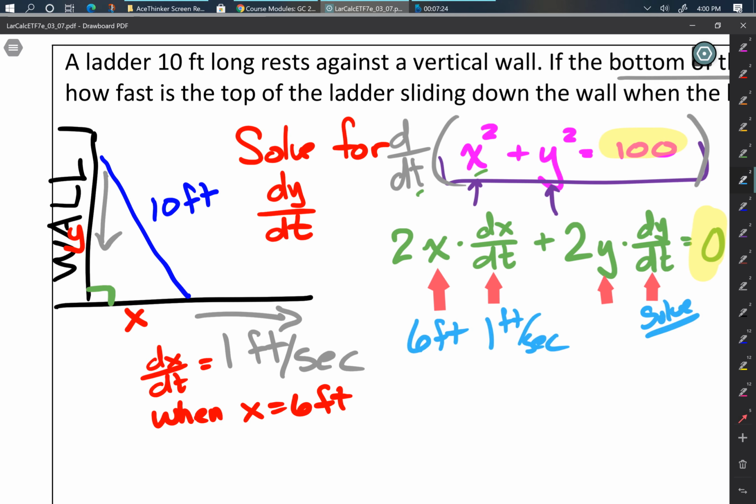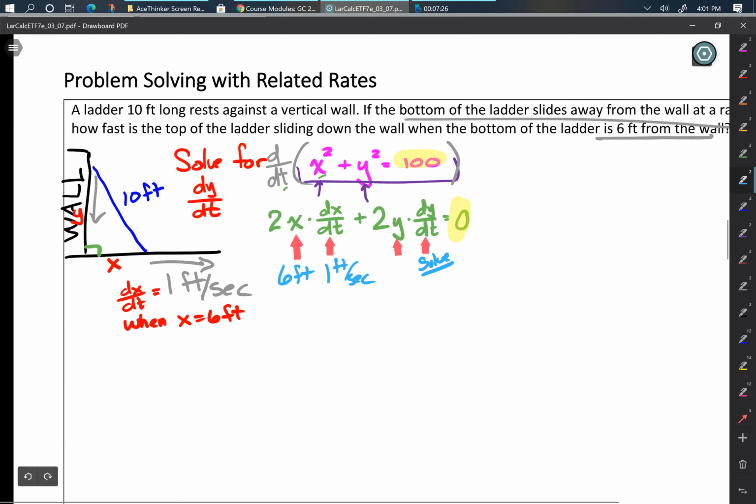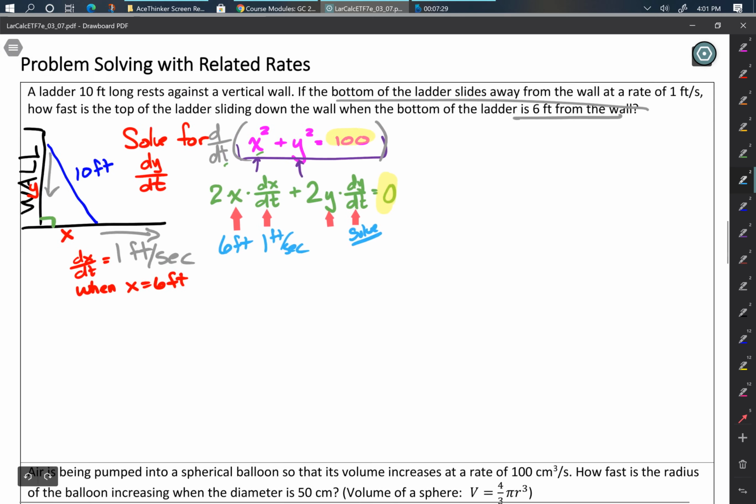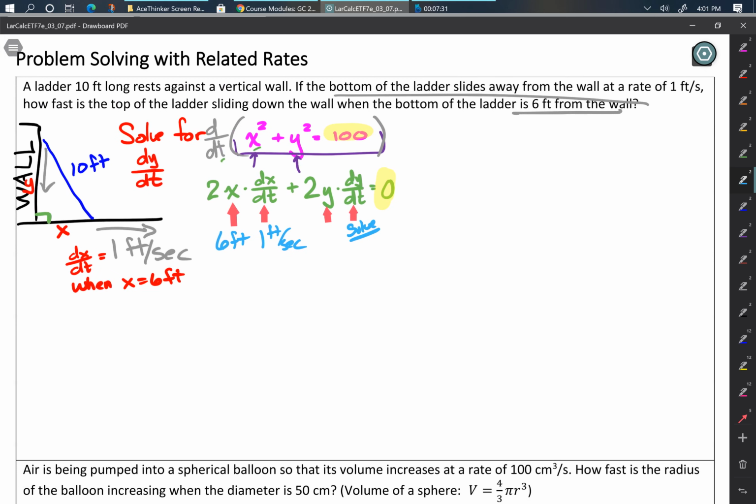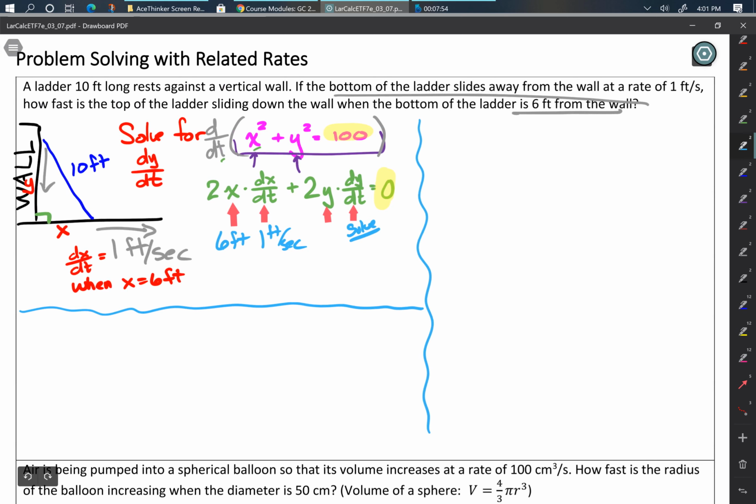It never gave me y. Did I miss it in the problem? If I go back to the original problem: ladder 10 foot long, use that. Bottom of the ladder slides away 1 foot per second, use that. How fast is the top sliding when the bottom is 6 feet? No, it never gave me y. So that means one of two things. Either this problem is undoable, or I'm missing something. There must be some way to use the given information to solve for the variable y.